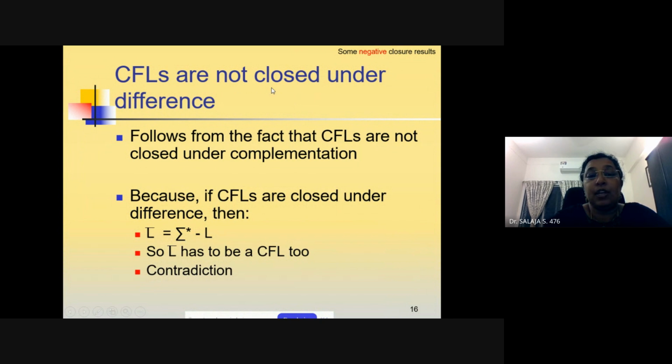And now, when it comes to difference, how will I define difference? If you take L complement, we know L complement is not closed. How will I define L complement? It is sigma closure minus L, and therefore your difference is also not closed. So these three are the things which are not closed.